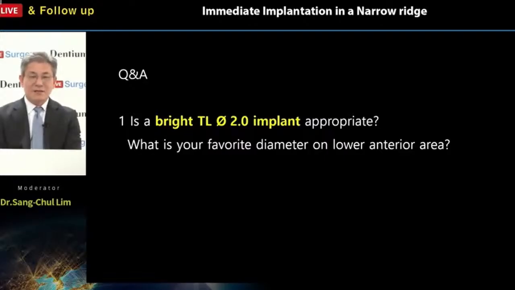So that is my answer. If you want to choose 2.5, 2.0 diameter, you have to choose bright tissue level, not another bone level. Another bone level is impossible to supply in this smaller diameter because of its nature, the limitation of internal connection. However, this bright tissue level has an external connection, a beveled external connection. That is a strong point and a good reason to make a smaller diameter, make surgery simpler and easier. Okay, thank you for watching today's surgery and the follow-up session.